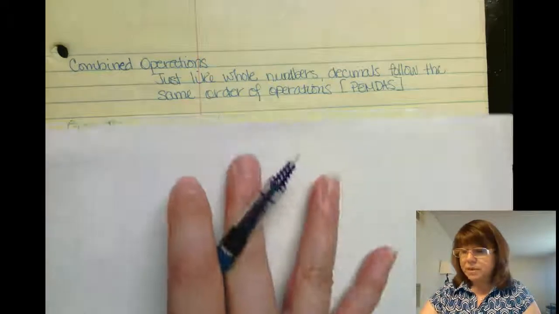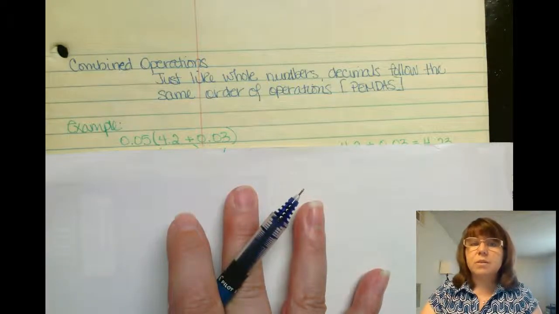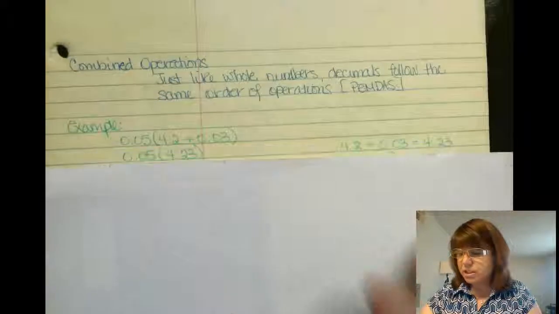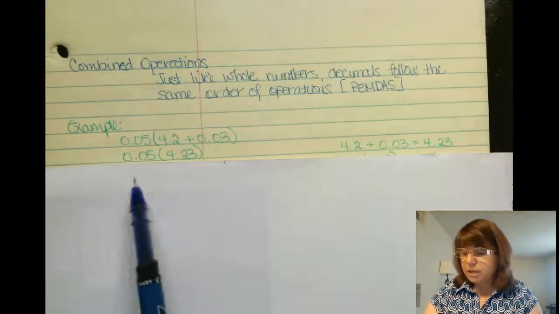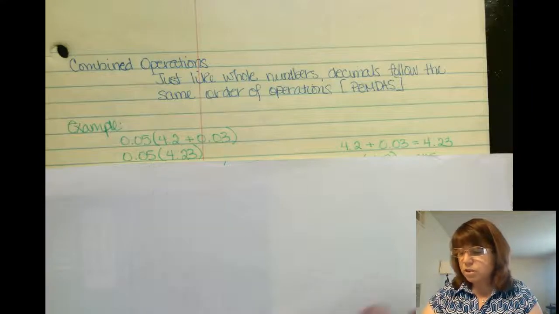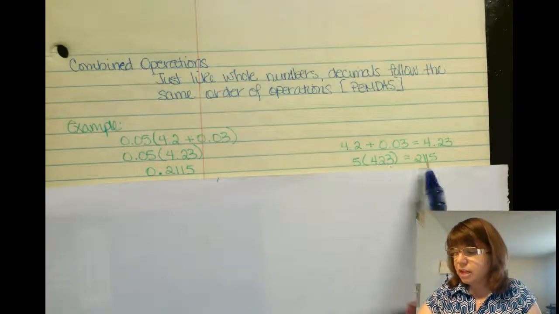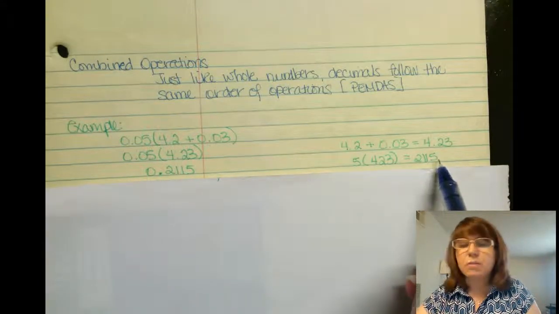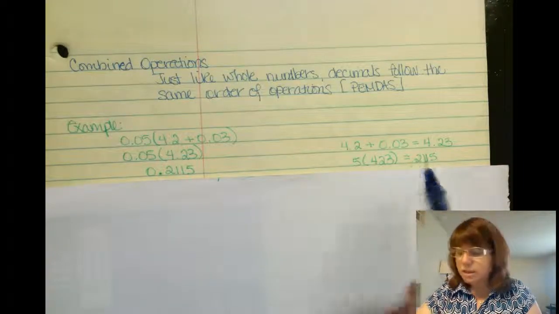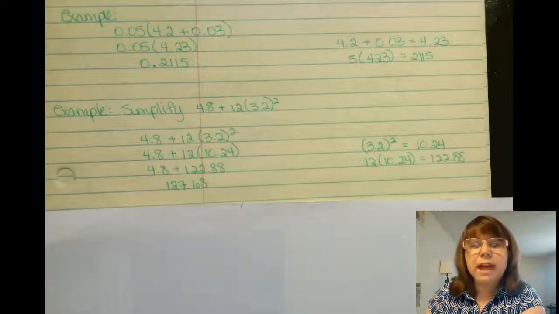Just like whole numbers, when we combine different types of operation with decimals, we do need to remember our order of operation. For example, 0.05 times the quantity 4.2 plus 0.03. We're going to do the parenthesis first, so our addition. 4.2 plus 0.03 is 4.23. Now we're going to multiply 0.05 times 4.23. I'm going to do the regular multiplication. 5 times 423 is 2115, but then 1, 2, 3, 4, I had 4 decimal places. I'm going to move my decimal 4 places to the left, so my final solution is 0.2115.